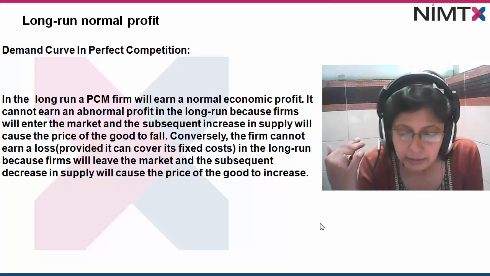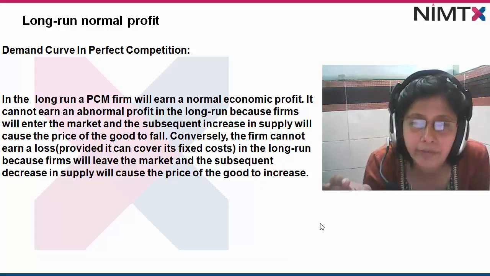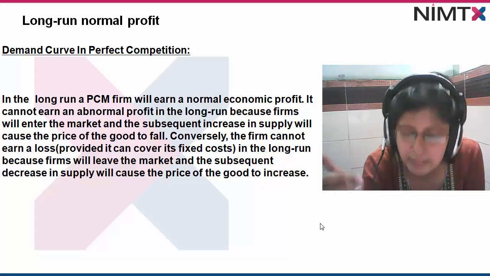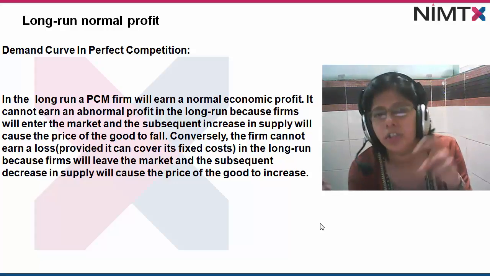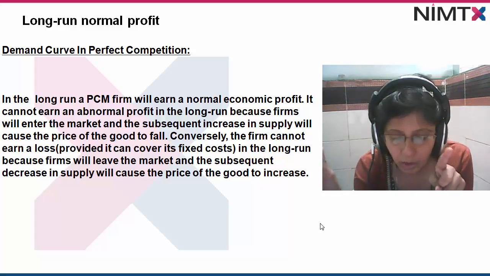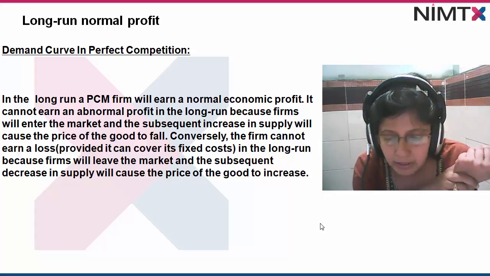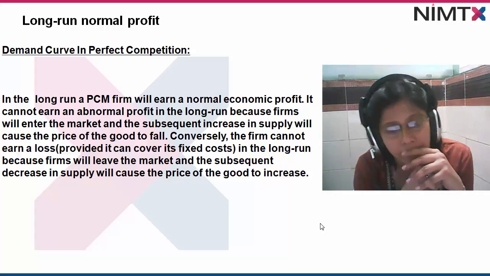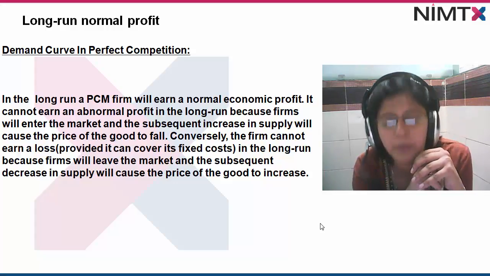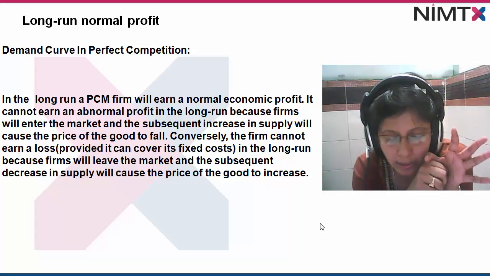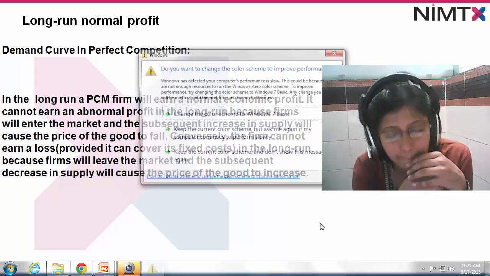But as we know, in the long run when a new firm enters the industry, the supply curve shifts to the right, indicating a price fall. On the other hand, if an existing firm leaves, the supply curve moves to the left, and it shows a rise in price.